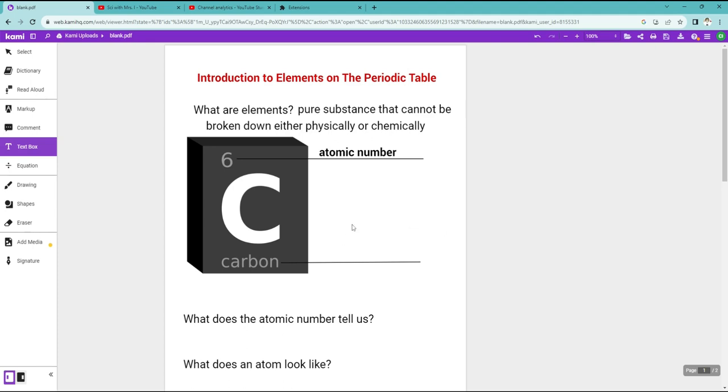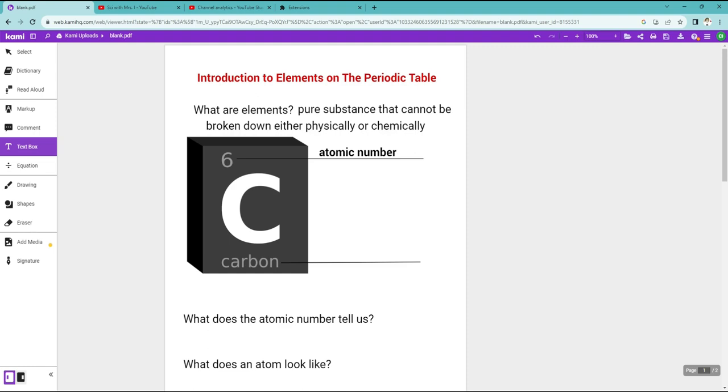And above each of those symbols, you're going to see the atomic number. It's in order by the atomic number. This is the number that gives the element its identity. So carbon will always have an atomic number of 6. Hydrogen will always have an atomic number of 1. Helium will always have an atomic number of 2, and so on and so forth.